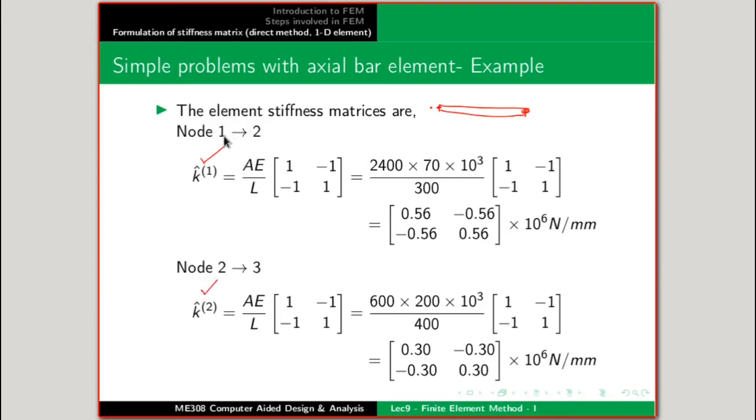The first element is between node 1 and node 2. So this is the general expression for the element stiffness matrix for a linear one-dimensional two-noded element. So we have AE by L into this matrix. The area is 2400 millimeter square, which is the area of the aluminum bar, and 70 into 10 raised to 3 is the elastic Young's modulus, and 300 is the length of the bar. Multiplied by this matrix, it will give the element stiffness matrix for the aluminum portion.